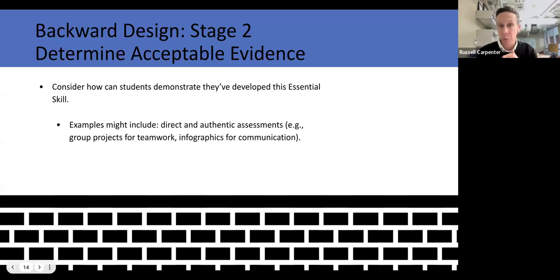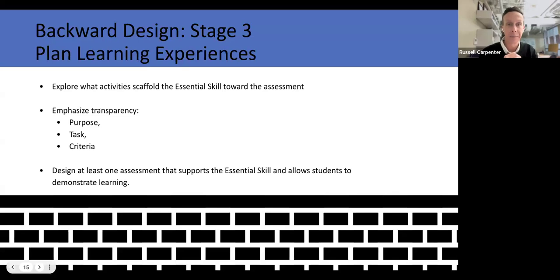You have several examples to work with here, but these can also be meaningful conversations that you have as you're thinking about how you can apply backward design at your institutions and specifically aligning acceptable evidence in meaningful ways for both your teaching and also to support student learning. Several examples might include group projects, for example, for collaboration and teamwork, or even infographics for the essential skill of communication.